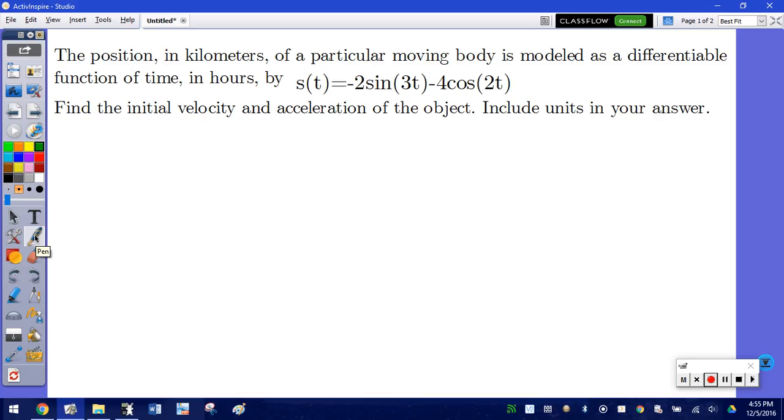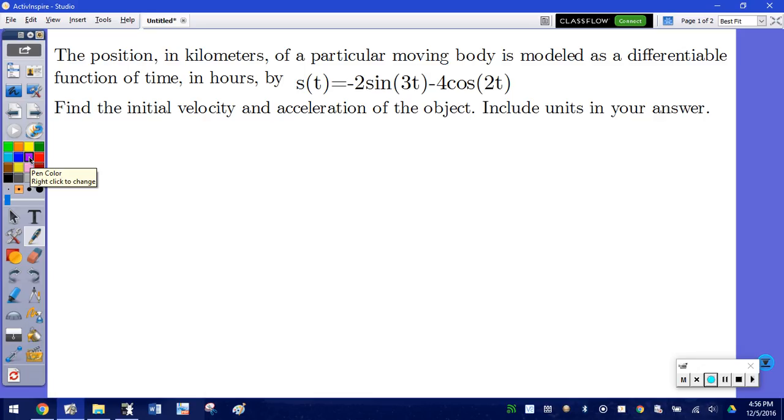So you're given a problem here very similar to one of those on your assessments. You're given a position function in kilometers as a function of time in hours, and it's a trigonometric function, so it's going to vary back and forth. Our question is to find the initial velocity and the initial acceleration and to include units.